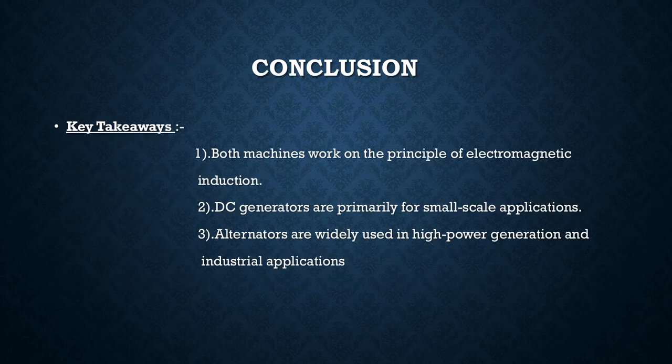Now I'm concluding my topic with some key takeaways. First of all, both machines work on the principle of electromagnetic induction. Second, DC generators are primarily for small scale applications. And third, alternators are widely used in high power generation and industrial applications.